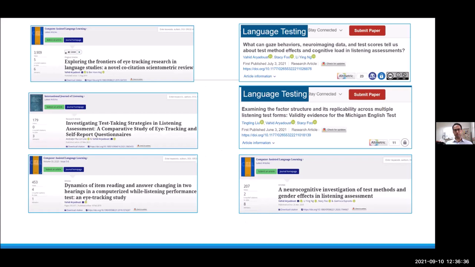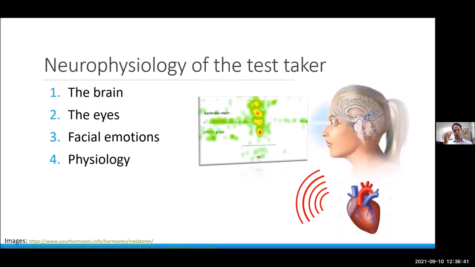Okay, so the neurophysiology of the test taker relies on the brain, the eyes, facial emotions, and physiology itself. And I will explain how these parts of the body are important, why they are important, and what kind of contributions they make to our understanding of tests.